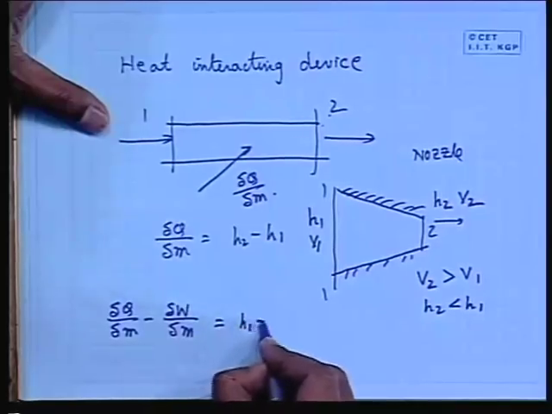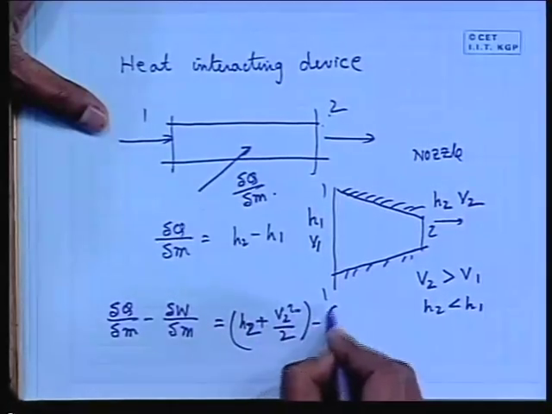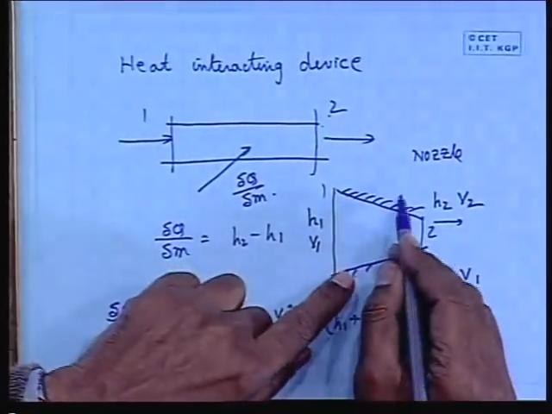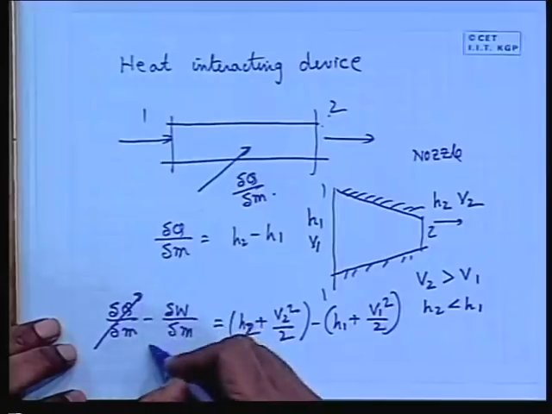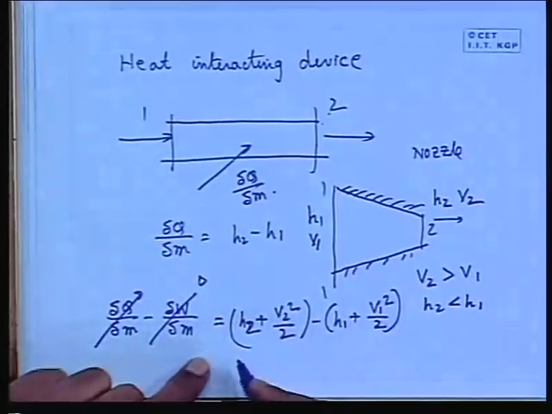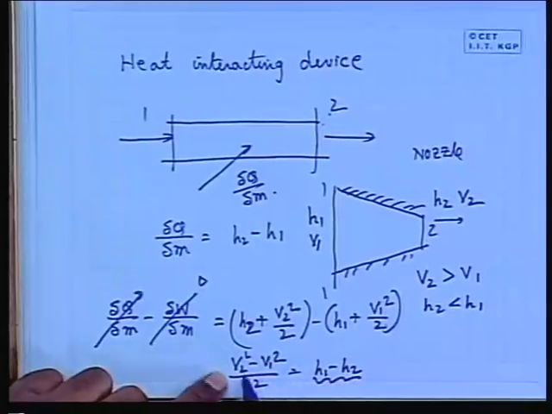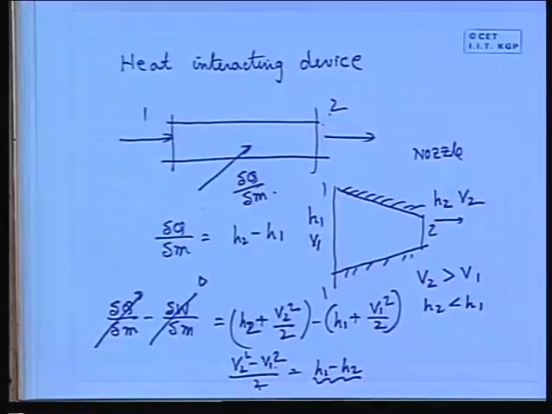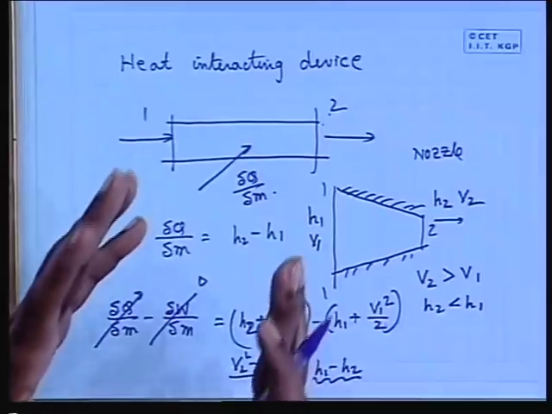to H2 plus V2 square by 2 minus H1 plus V1 square by 2, you see your note also. Now since this is adiabatic, no heat transfer is taking place, and no work is performed by the nozzle with the surrounding, this term will be 0. That means we can write that V2 square minus V1 square by 2 is H1 minus H2. That means it is because of this enthalpy difference, the change in kinetic energy. Simple. Okay, so this way we can apply the steady flow energy equations in different control volumes in practice.